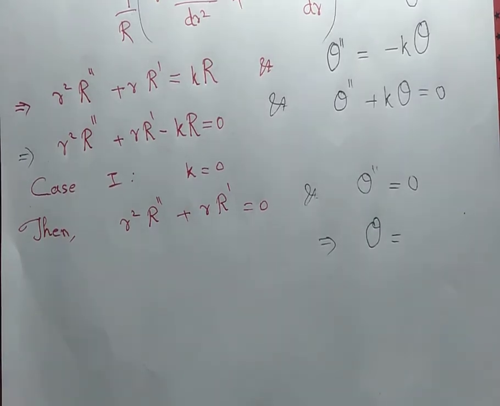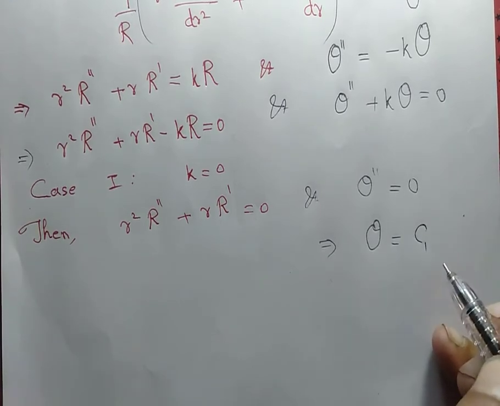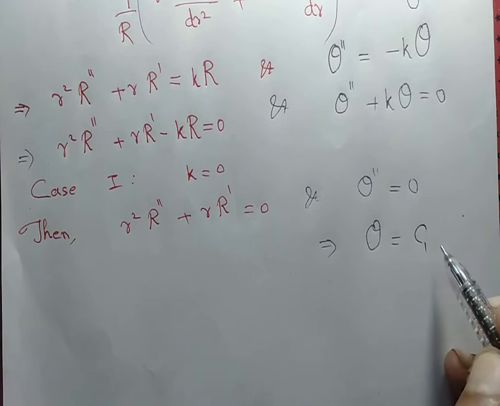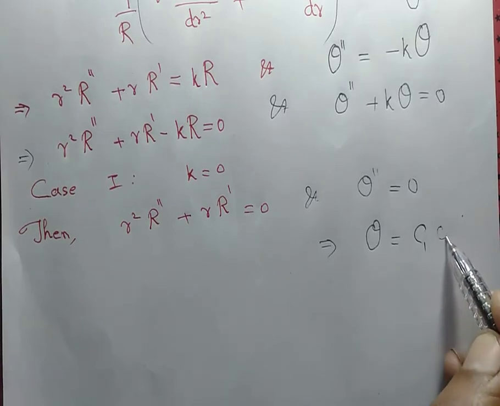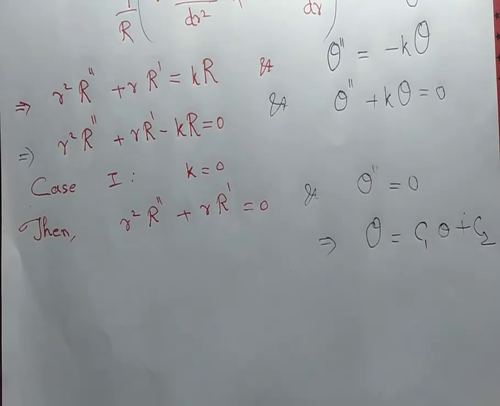Now theta is a function of small theta. So if you integrate it once, you get a constant, let's say c1. Now if you integrate it again, if you integrate a constant, you get theta plus another constant c2.